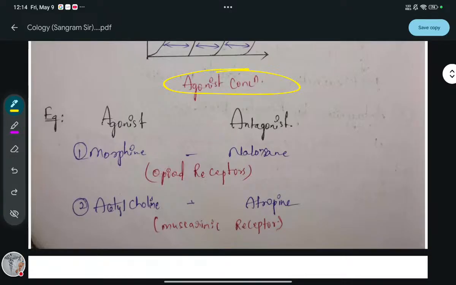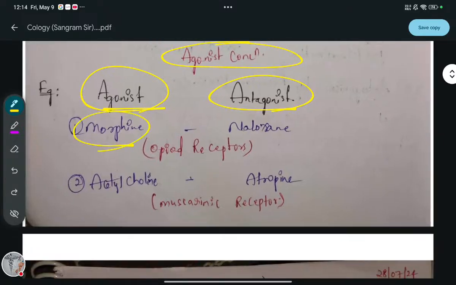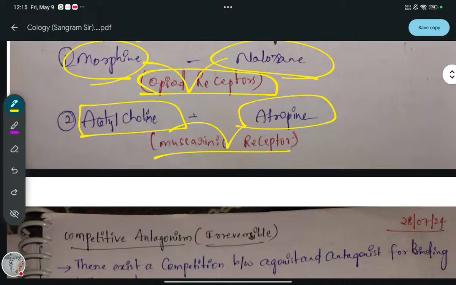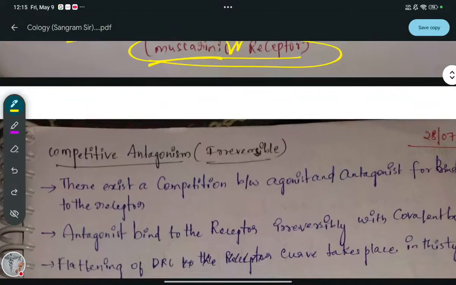Now I'll tell you the examples. In the example you will see these are agonist and these are antagonist. So when you take morphine along with naloxone, it will show competitive antagonism, and the receptor is the opioid receptor. Morphine will bind to the opioid receptor, naloxone will also bind to the opioid receptor, and they will show competitive antagonism. Next is acetylcholine. When acetylcholine is taken with atropine, both bind to the muscarinic receptor. So when you take acetylcholine along with atropine, there is a possibility of competitive antagonism.